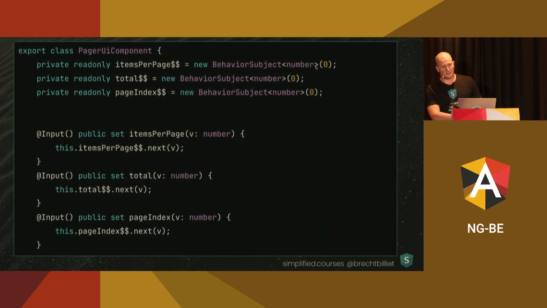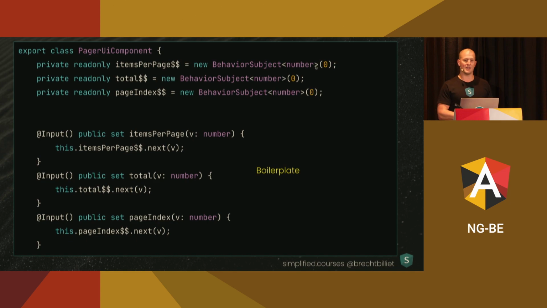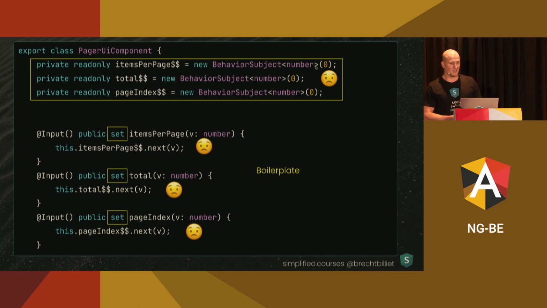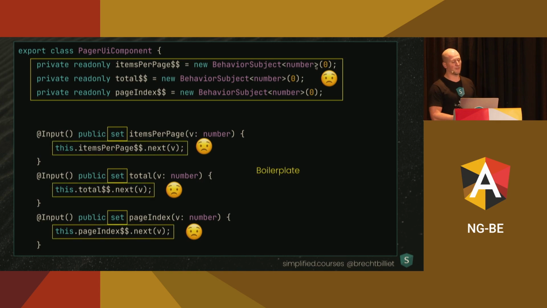All right, there is one issue with this though, and it is called boilerplate. Why do we have to have behavior subjects just to create reactive inputs? It doesn't really make sense. There is a lot of code there. We have to use the setters, and we have to use the next method. And if we use a setter, it becomes impossible to retrieve the value, unless we're actually using the value property of our behavior subject.